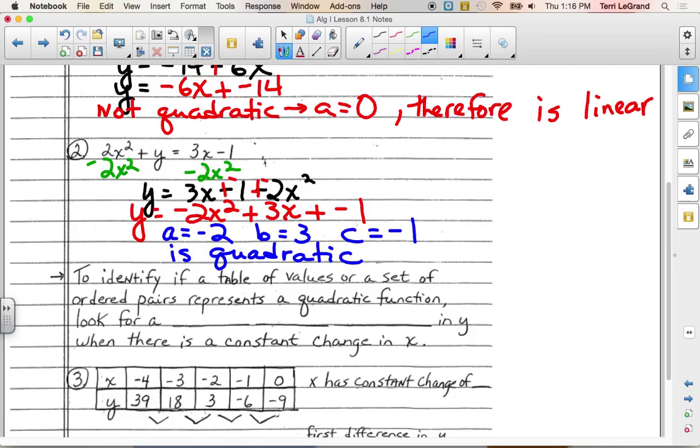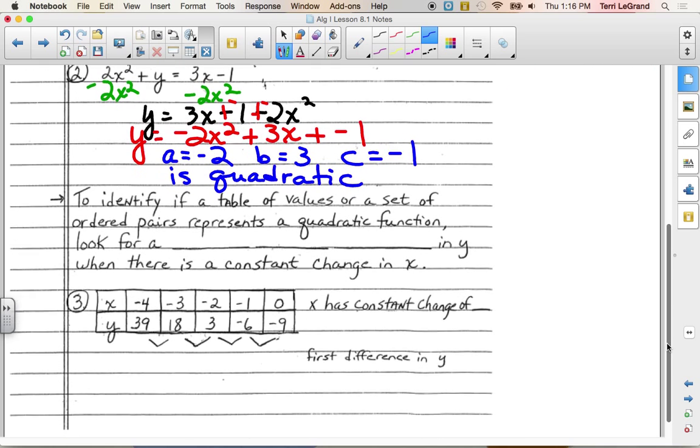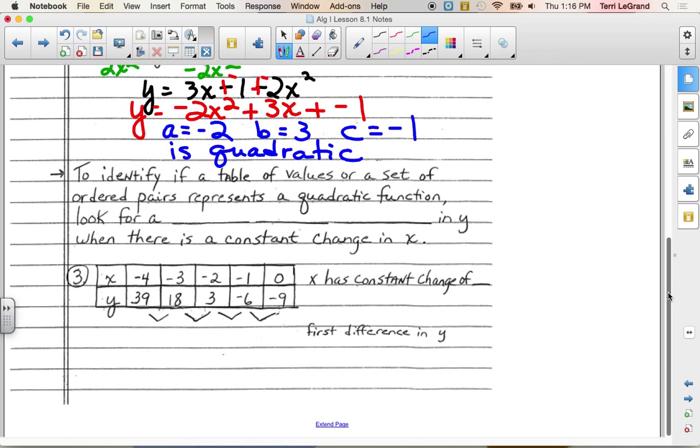Would it have a vertex? Yes. Every parabola has to have a vertex, doesn't it? Has to have. Okay. Any questions on being able to do it from an equation and what you need to show?